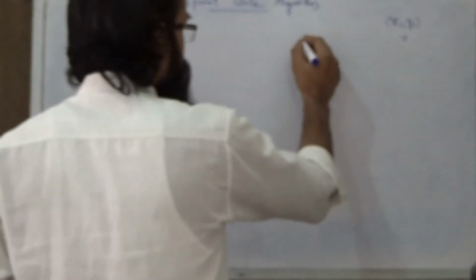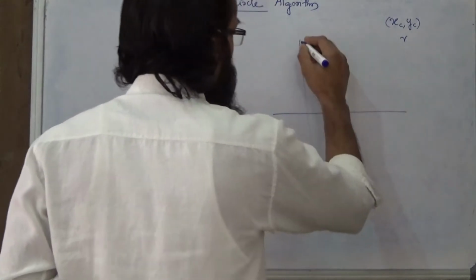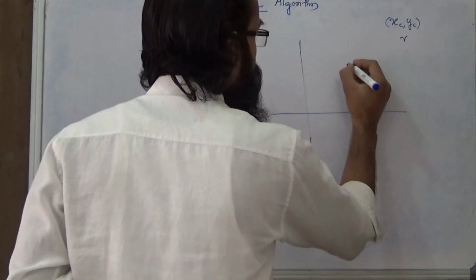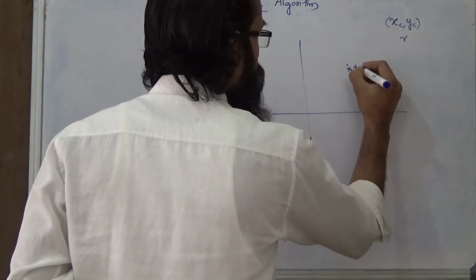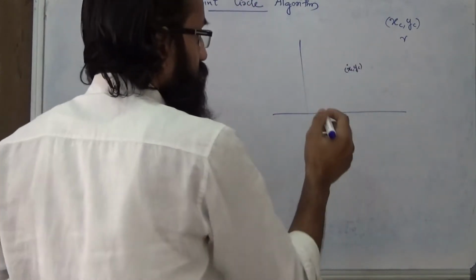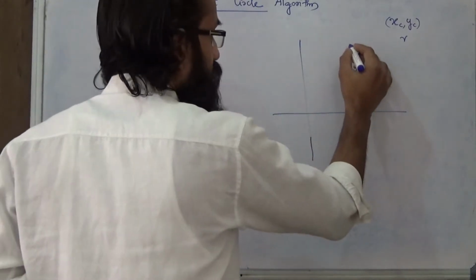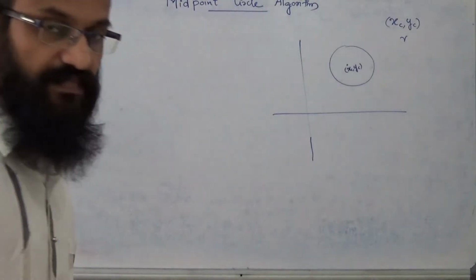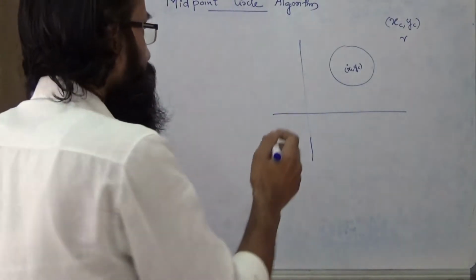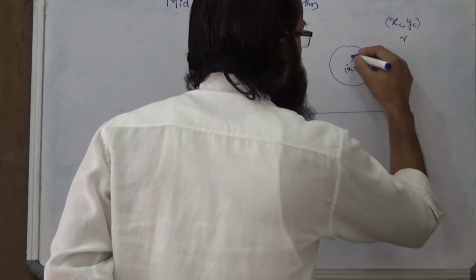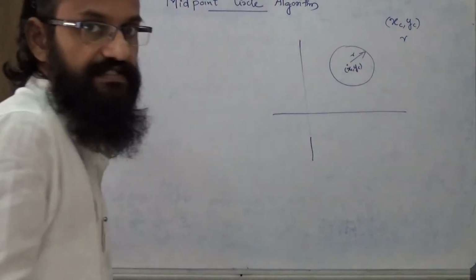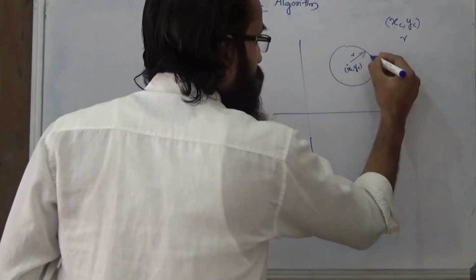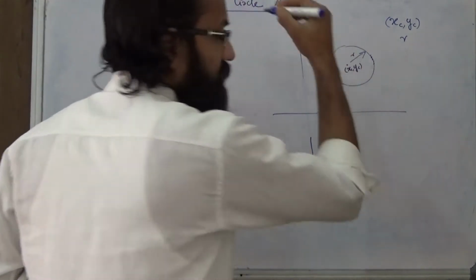So let us consider the Cartesian coordinate system. You have a center xc, yc. This algorithm is expected to plot the pixels on the circumference of the circle with radius r centered at xc, yc. So the aim is to determine the pixel positions on this circular path.